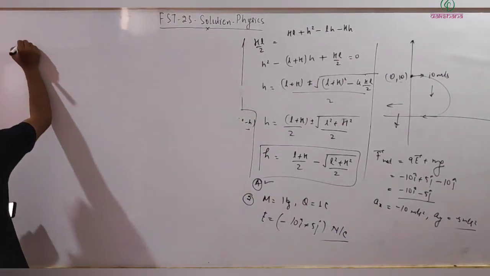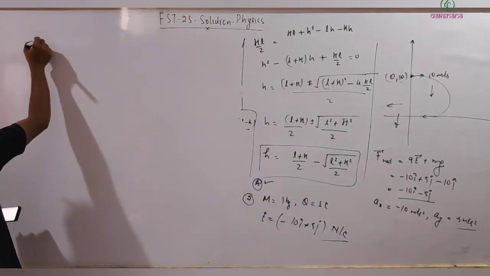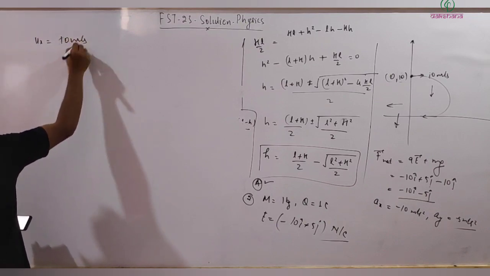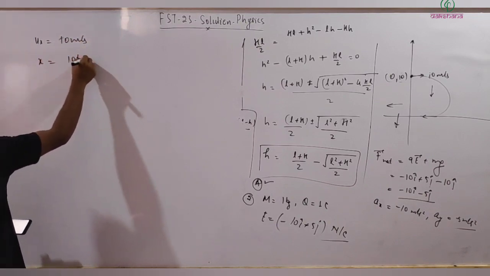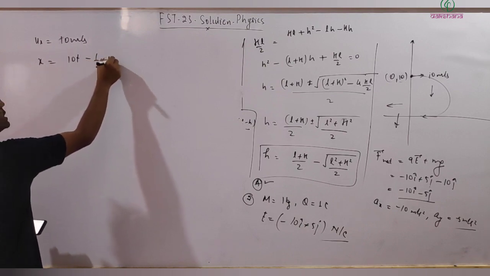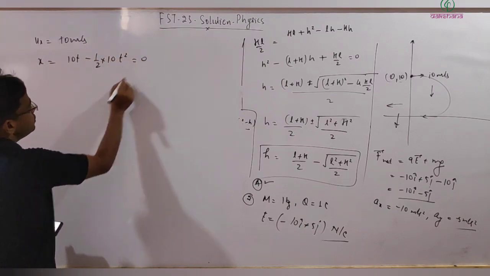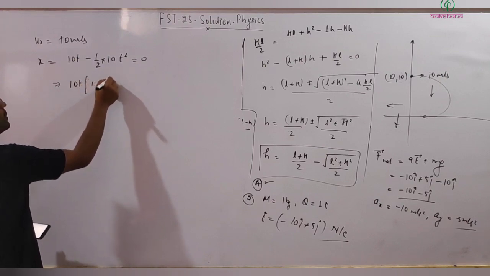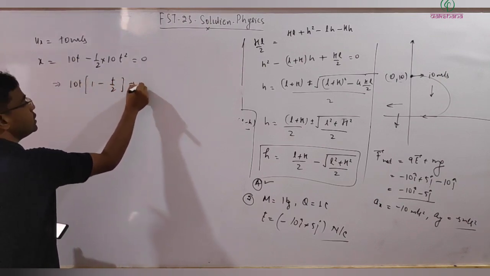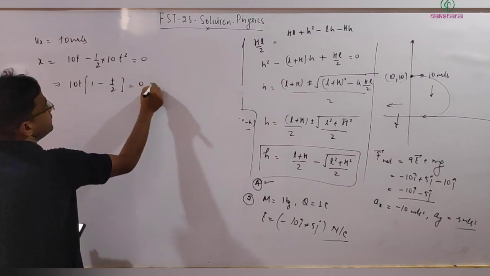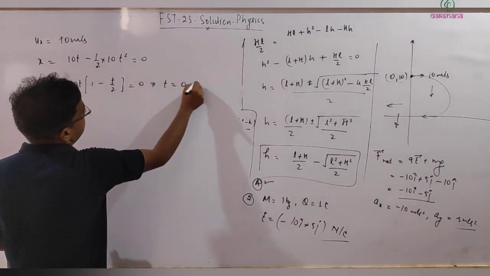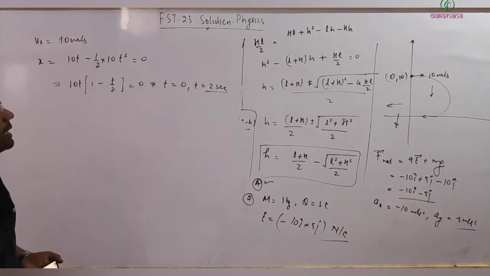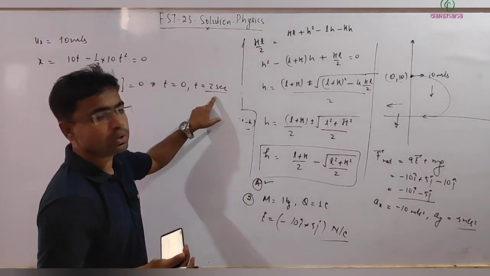So I can write ux equal to plus 10 meter per second. x is equal to 10t minus half into acceleration, 10, into t square, and this is equal to 0. This implies 10t times (1 minus t by 2) equals 0, and this implies t equal to 0 and t equal to 2 seconds. So yes, x is 0 at 0 and 2 seconds.